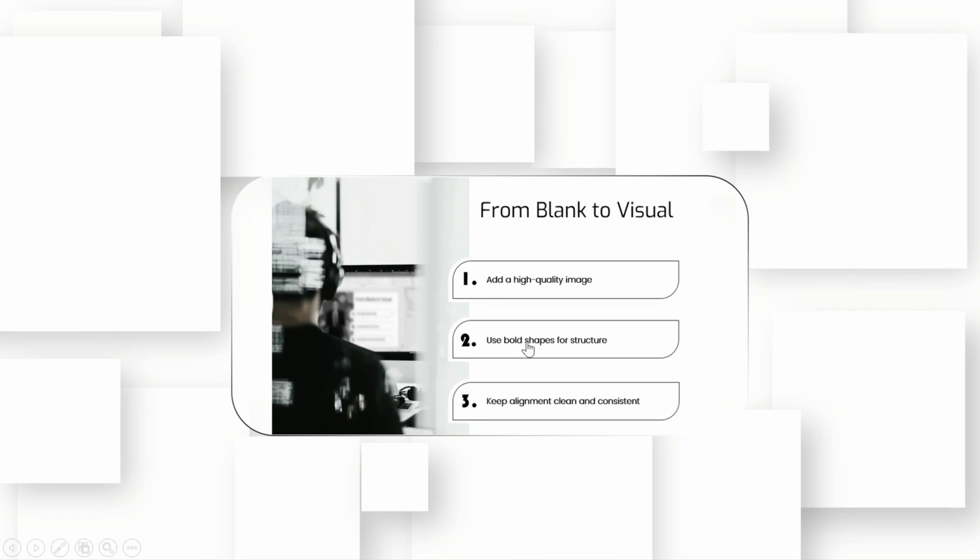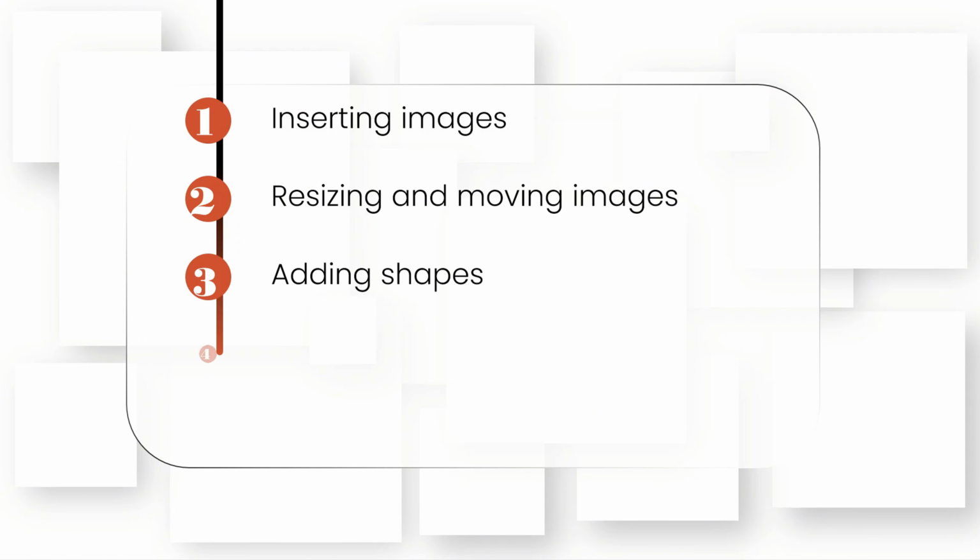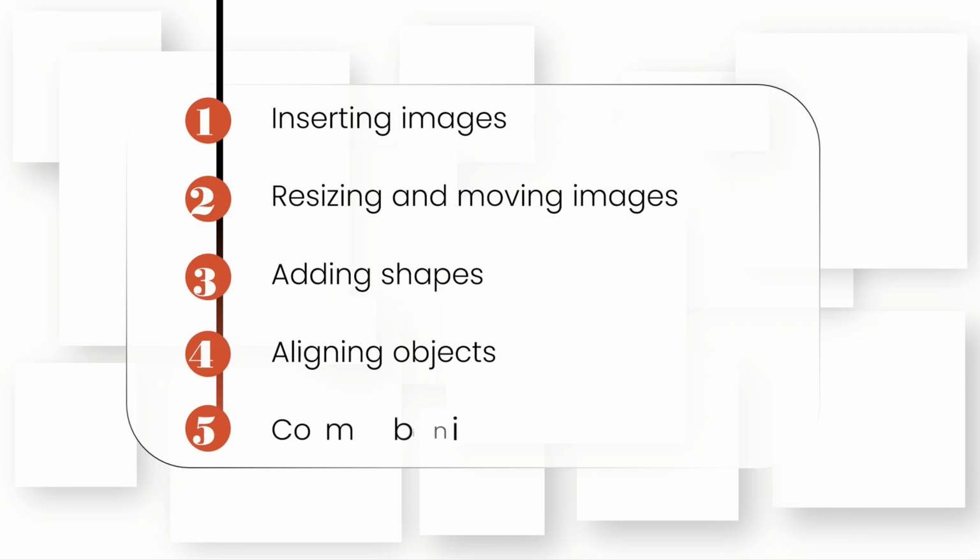Here is what we are aiming for. The best part, it only takes 5 simple steps to build something like this. First, inserting images, then resizing and moving them. After that, adding shapes and aligning everything. And finally, combining text and visuals. Let's go step by step.